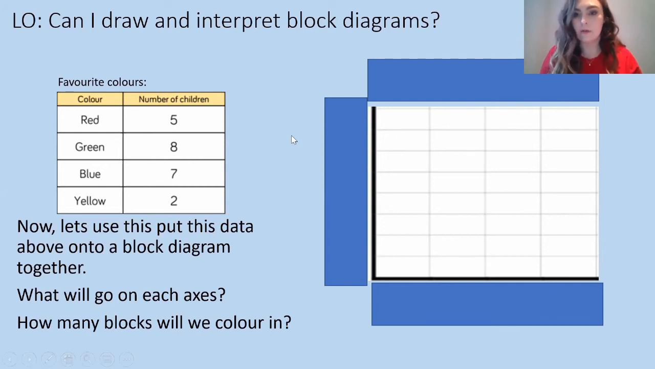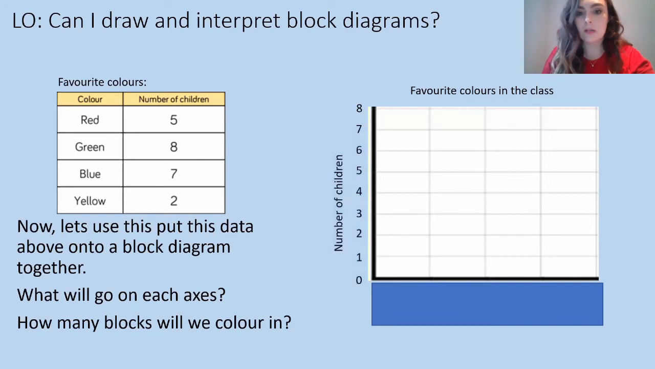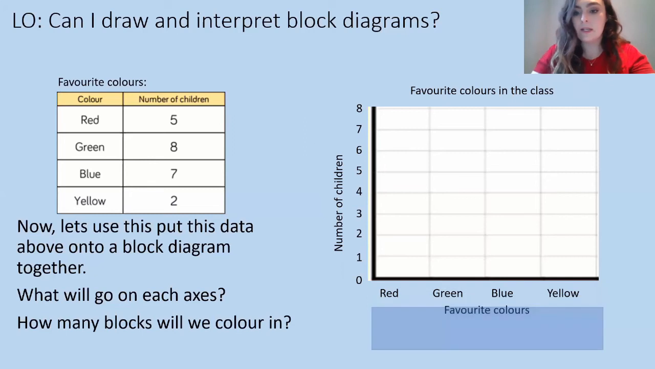Now, well done if you named your graph something along the lines of favourite colours in the class. Along the side, the axis going upwards, we needed to have the number of children. If you have a look at the favourite colours, the maximum number of children we have is 8. So our block diagram needs to go up to 8. So you've got 0, 1, 2, 3, 4, 5, 6, 7, 8. Now along the bottom, we needed to have the favourite colours.